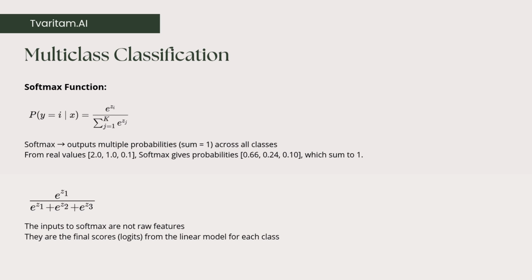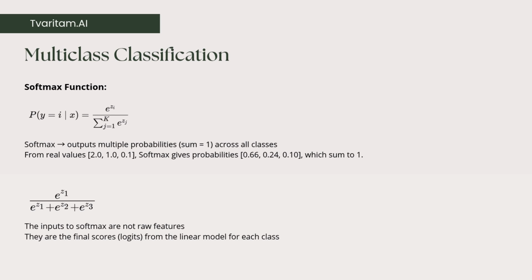For 3 classes, the formula to calculate the probability for the first output looks like this. For the second and third output, we need to change the numerator term. So we can make the numerator e raised to the power z2 or z3. Here it is also important for us to note that the inputs to the softmax function, z1, z2 that you see, are not the raw features. They are the final scores, or the logits, from the linear model for each class. So this is the prediction from the linear model and not your input variables.